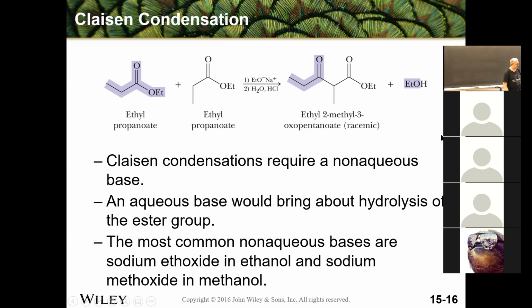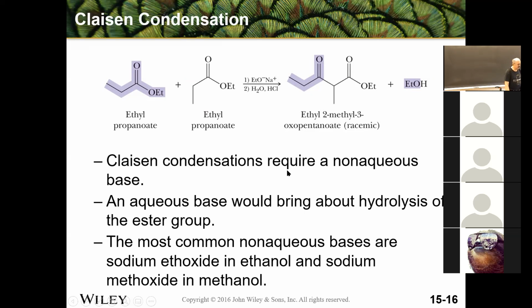So this is similar. This is ethyl propanoate rather than ethyl acetate. We use 2 equivalents, and we'll add this propanoyl group to the alpha position right here. We are forming a new chiral center, so this will be racemic.